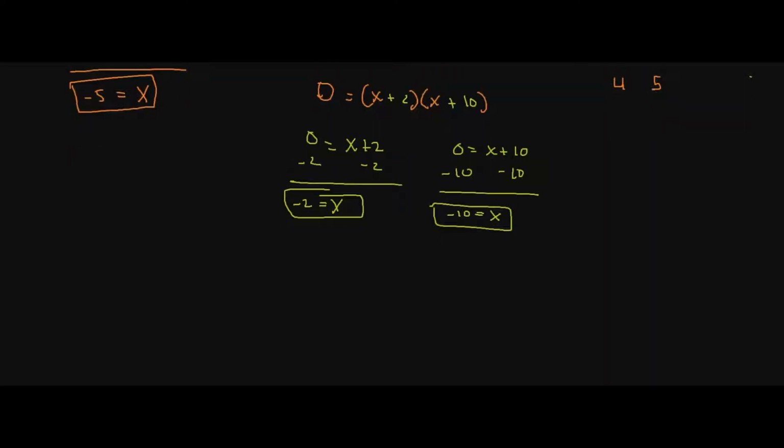Therefore, my three x-intercepts are -5, -2, and -10 for my original function, right? And I should feel pretty confident about that. All right, let's go ahead and maybe look at another example.